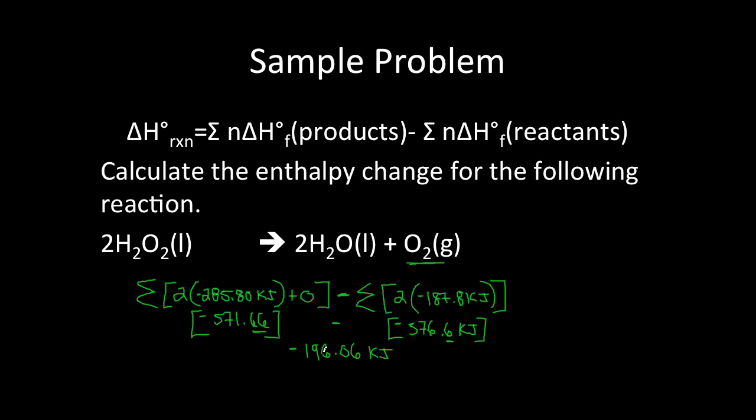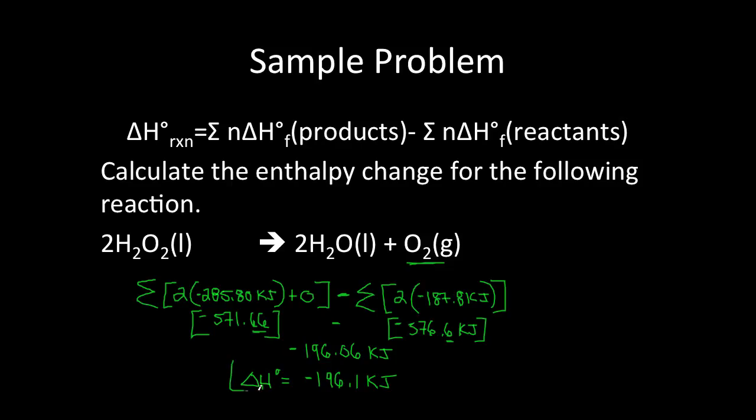So it looks like I'm going to maintain 1 decimal place. Let me double check to see if that's right. Yep, I'm going to maintain 1 decimal place. So the answer will be negative 196.1 kilojoules. So the enthalpy of the reaction is equal to this.